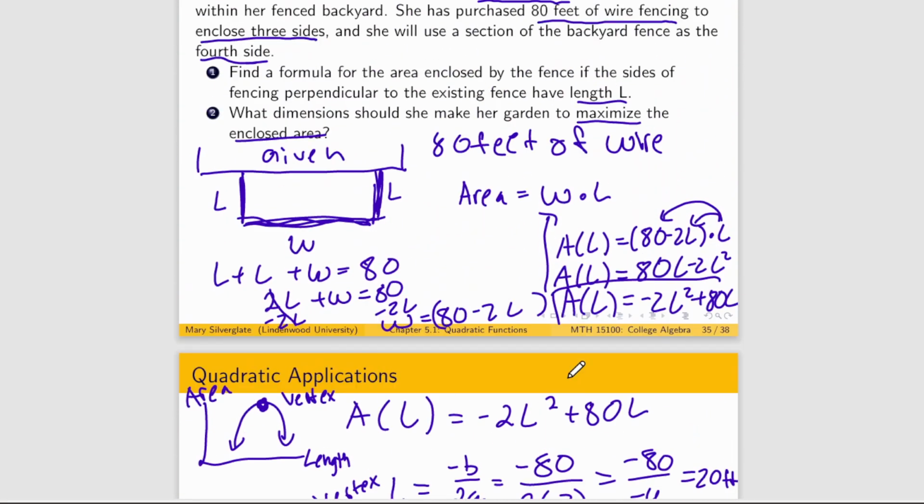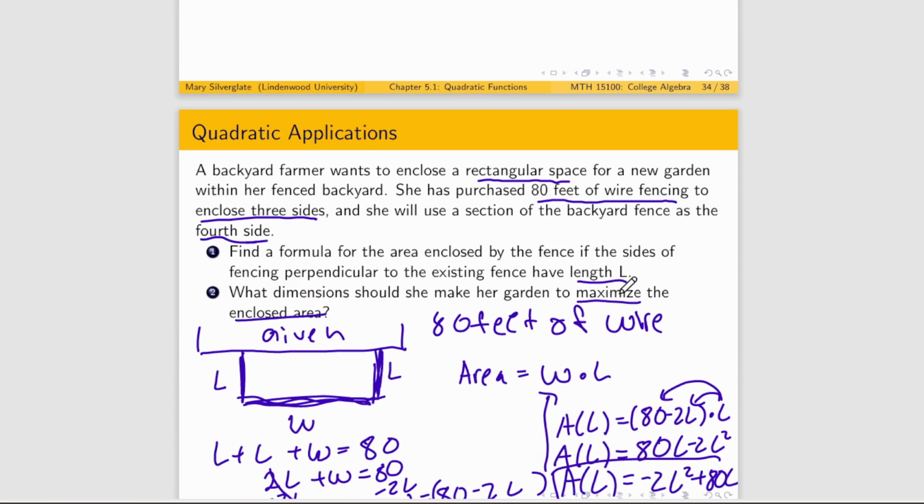If they wanted to know what that maximum area is, you would just plug that back into the area equation.